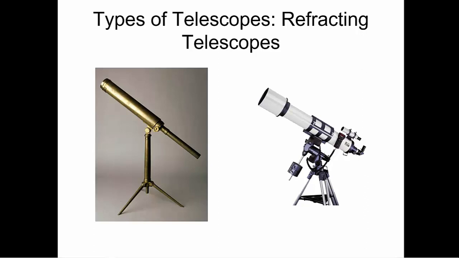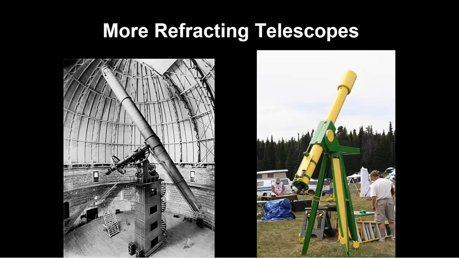And you can buy modern ones. That one on the right, the white one, is a modern refracting telescope. You can spend a whole lot of money for those things. They look nice. Okay, the one on the left is an old picture of the Yates Observatory telescope. This is outside of, or on Williams Lake, which is up in Wisconsin.